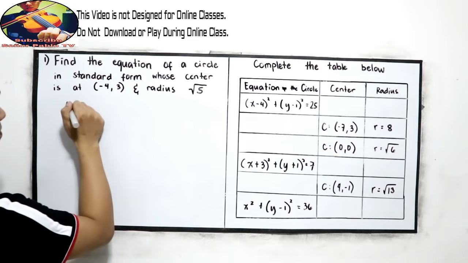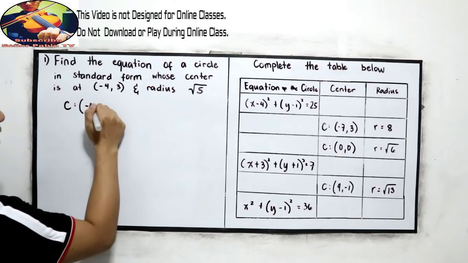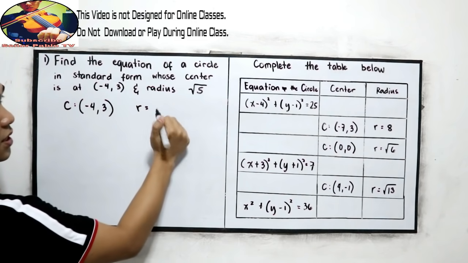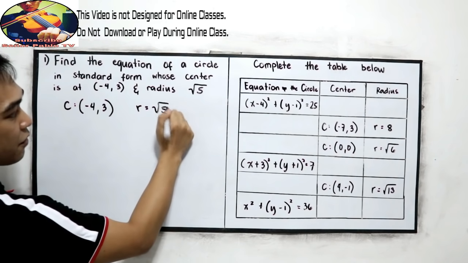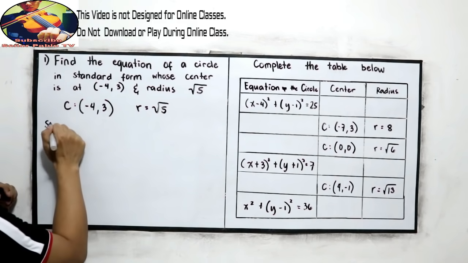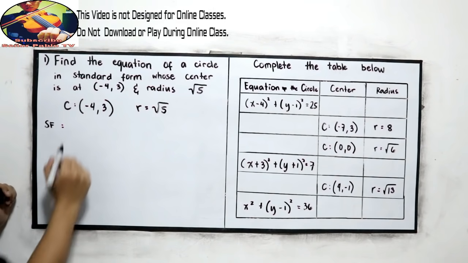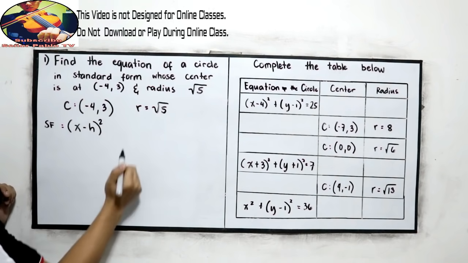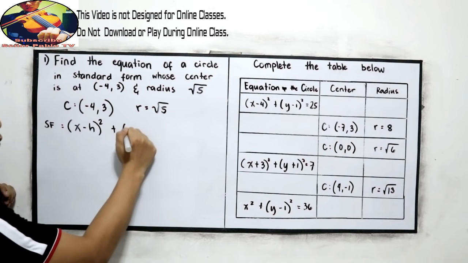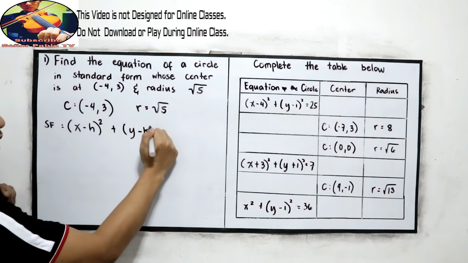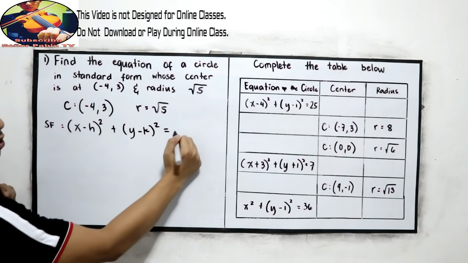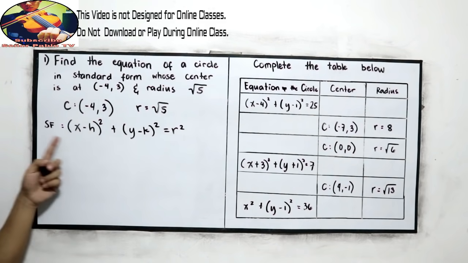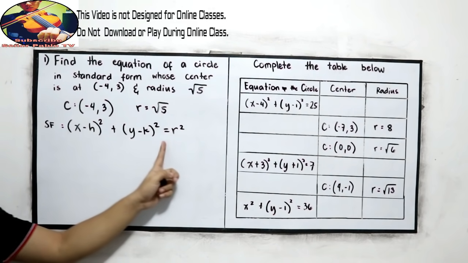So the center is negative 4, positive 3, and the radius is square root of 5. The standard form of a circle is (x minus h) raised to 2 plus (y minus k) raised to 2 is equal to r squared. This is the standard form. We're going to write into this form.